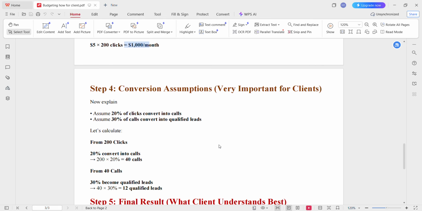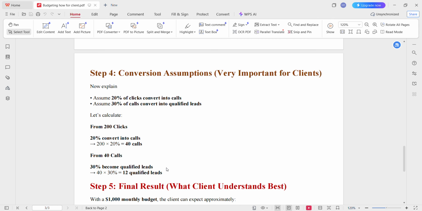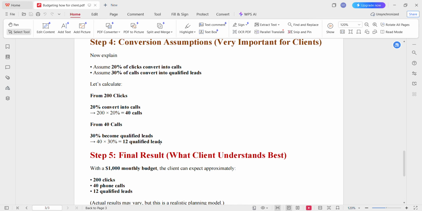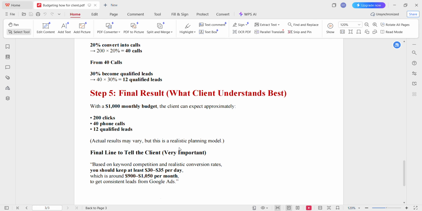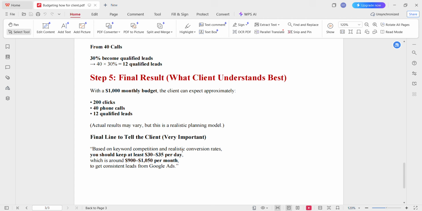Okay. Now we calculate the actual clicks, calls, and quality risk. Suppose imagine 20% of clicks convert into calls. So from 200 clicks, 200 times 20%, so 40 calls. Okay. And suppose 30% become qualified leads. So 40 times 30%, 12 qualified leads. So final result is 200 clicks, 40 phone calls, 12 qualified leads. Okay. So actually the result may vary, but this is the realistic planning model.